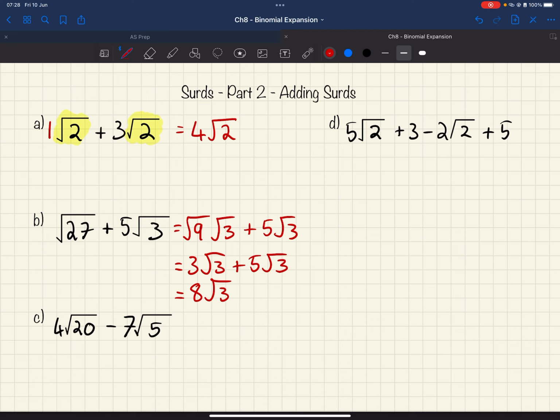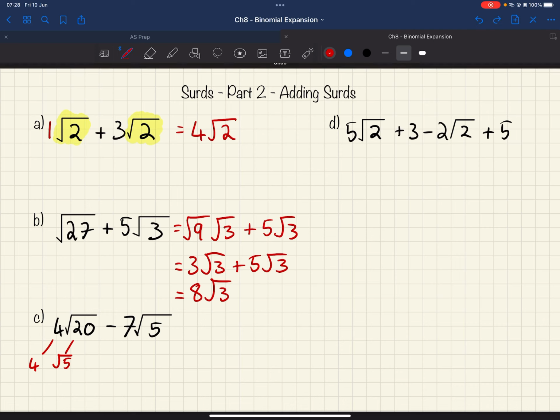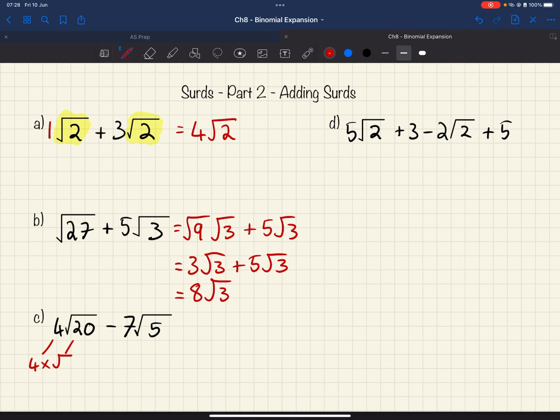Part C is the same. I'm looking at trying to find some sort of surd which I can cancel. Hopefully we can see that this is one of those tricky examples where I can write it as root 4 times root 5, I apologise. Root 4 times root 5, take away 7 root 5.